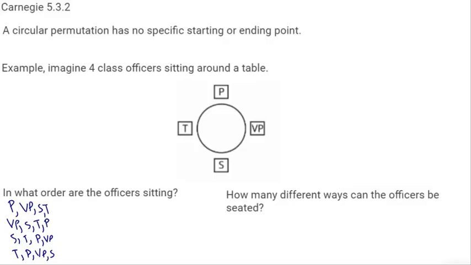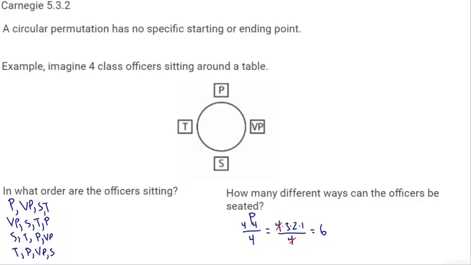So if we were asked to find the number of seating arrangements that we could come up with, we simply calculate the number of permutations and then divide by the number of starting points. So we would take 4 permutations of 4 because we have 4 people to rearrange, and then again divide that by 4 because there's 4 different seats that I could technically count as the starting position. From there we would reduce the fraction and then multiply 3 times 2 times 1 to get 6.